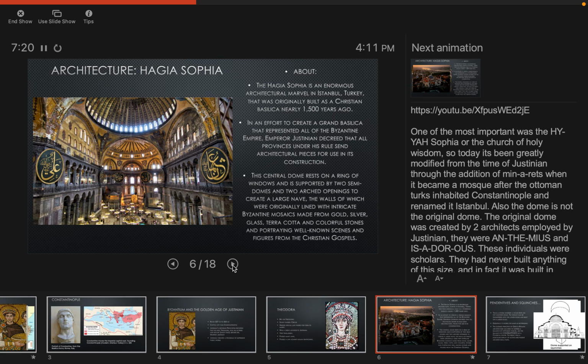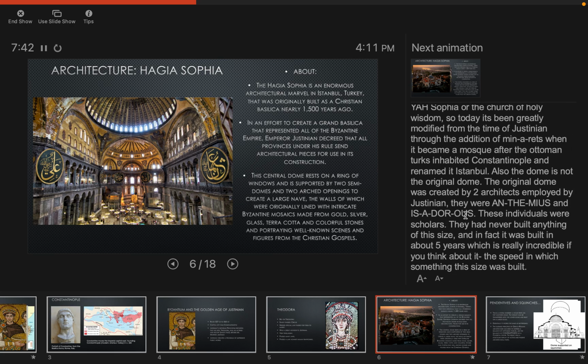Today, it has been greatly modified from the time of Justinian through the addition of minarets when it became a mosque. So, what a minaret is are these symbols of, in the current day, mosque. So it became a mosque after the Ottoman Turks inhabited Constantinople and renamed it Istanbul. Also, the dome is not the original dome. The original dome was created by two architects employed by Justinian.